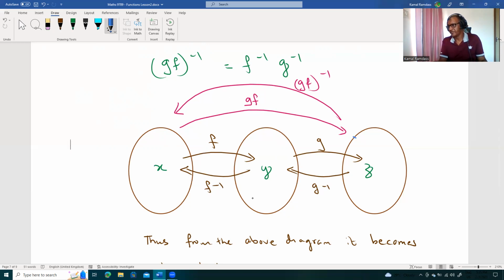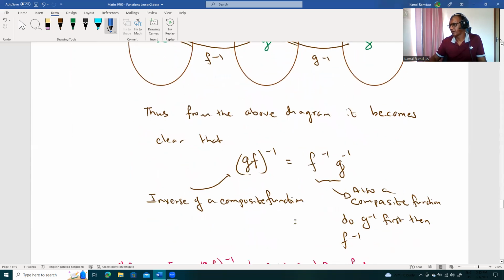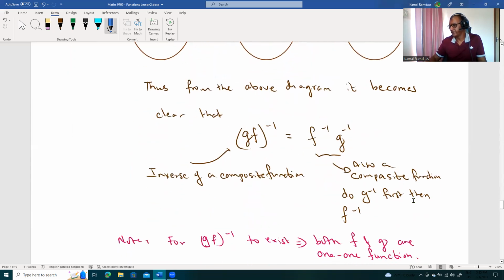OK? To go from here to here, I need G of F, the inverse of G of F. To go from here to here, I need to do G inverse first, then F inverse. I will do G inverse first, then F inverse. Imagine that this is the inner function in the composition and this is the outer function, and I will do the inner function first. OK? Do G inverse first, then F inverse.